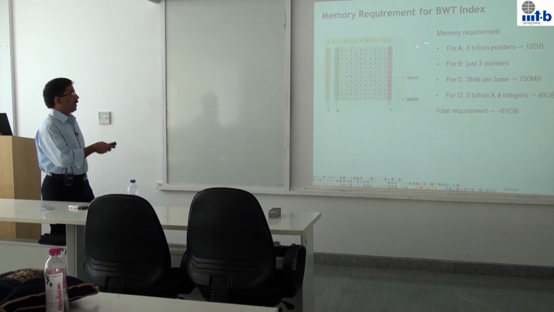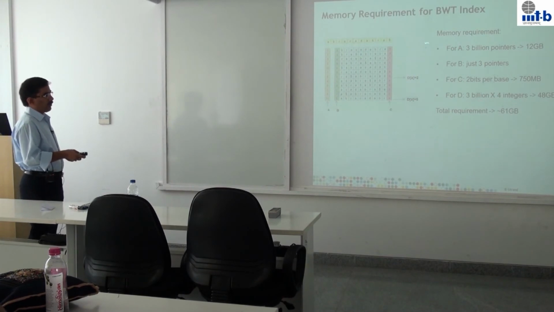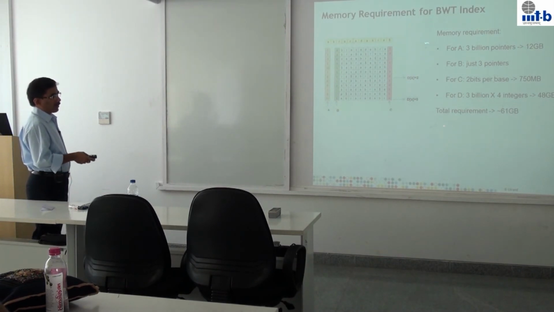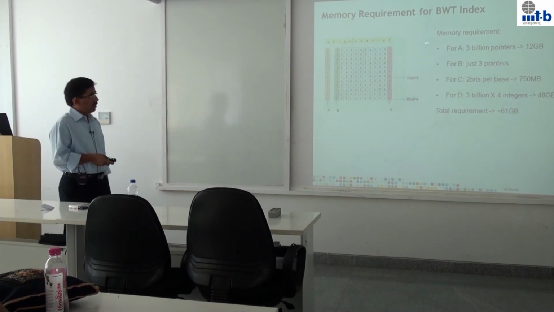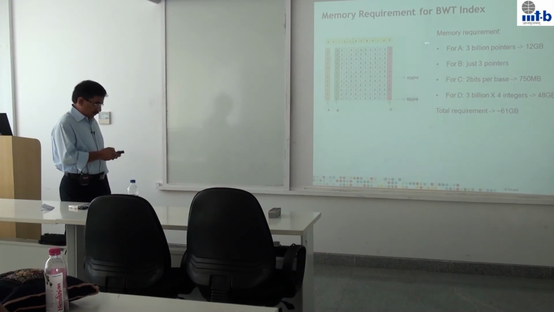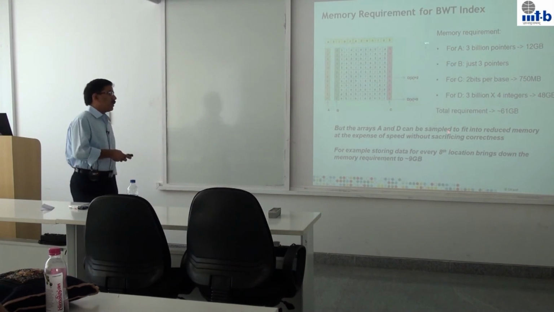And for D, it is again 3 billion, and at each location we have 4 numbers. So 4 into 4, so we will have 48 GB. Overall the requirement turns out to be much higher compared to the suffix tree, more than 60 GB. But the important fact is that for the arrays A and D, we don't need to store the complete arrays.